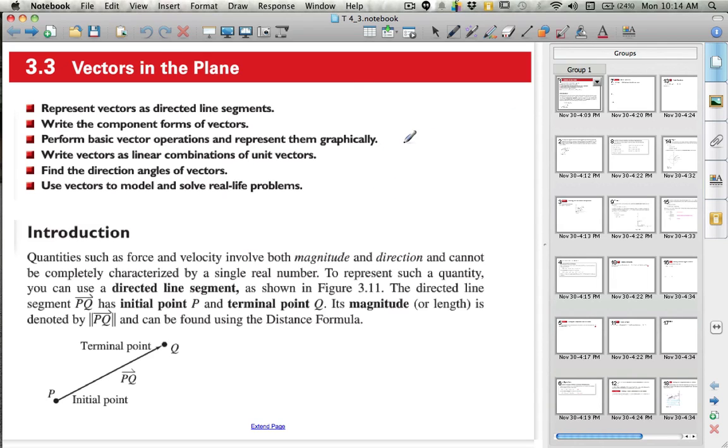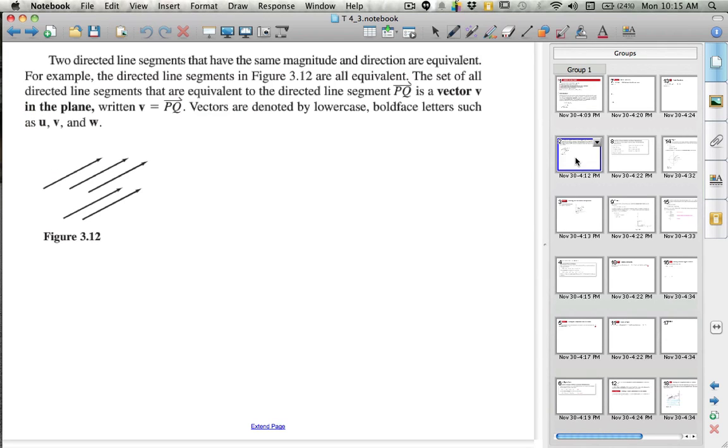So in this section 4.3, we're going to be working with vectors in the plane, and we're going to be looking at working with vectors as directed line segments, writing the component forms of vectors, performing basic vector operations, writing vectors as linear combinations of unit vectors, finding direction angles of vectors, and then using vectors to model and solve real-life problems. So these have a lot of relationships to both linear algebra and to physics. And let's go ahead and take a look at how we work with vectors.